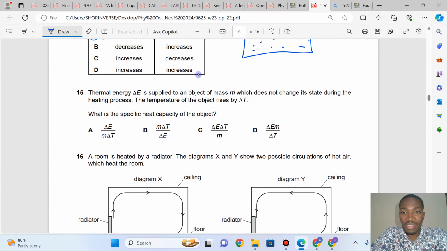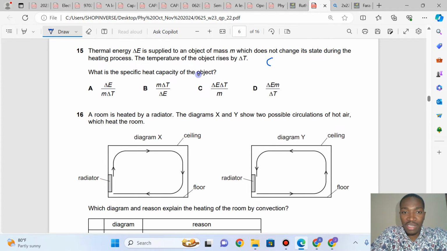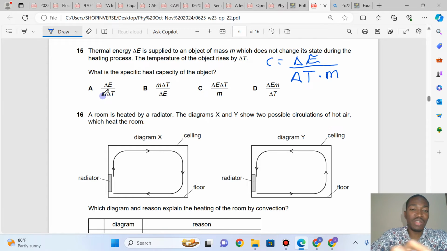From our definition, specific heat capacity is the quantity of heat, that's change in energy, required to raise the temperature of a unit mass of a substance by 1 Kelvin. Quantity of heat required to change the temperature of unit mass of a substance. So this is what we should be having: delta E over mass times change in temperature. A. That makes A the correct answer to question number 15.